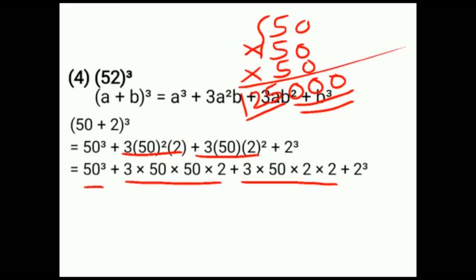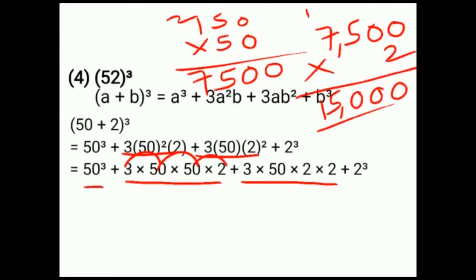Then multiply this part now, 3a²b. 3 into 50, how much are we getting? 150. 150 into 50 multiply. After getting the answer of 150 into 50, then finally multiply by 2. I multiplied 150 into 50 and I am getting 7,500, and finally I multiplied 7,500 into 2, I am getting 15,000. Okay, now we will solve the 3ab² part.